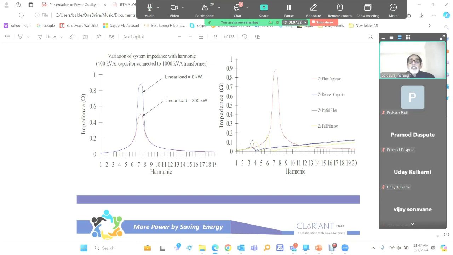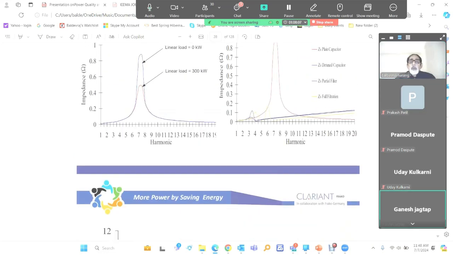If we have a system like this with just a plain capacitor connected, this will cause a resonance at the 7th harmonic, and the 7th harmonic will be amplified. So we connect the reactor. When we connect the reactor, this point is shifted to a safe place. Either it is here, or here between 3rd and 4th, or maybe at 4th, or between 2nd and 3rd. The resonance is avoided and the system becomes safe.